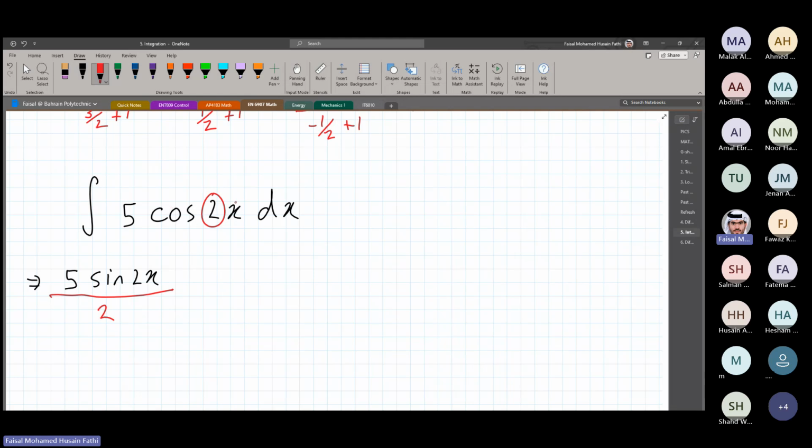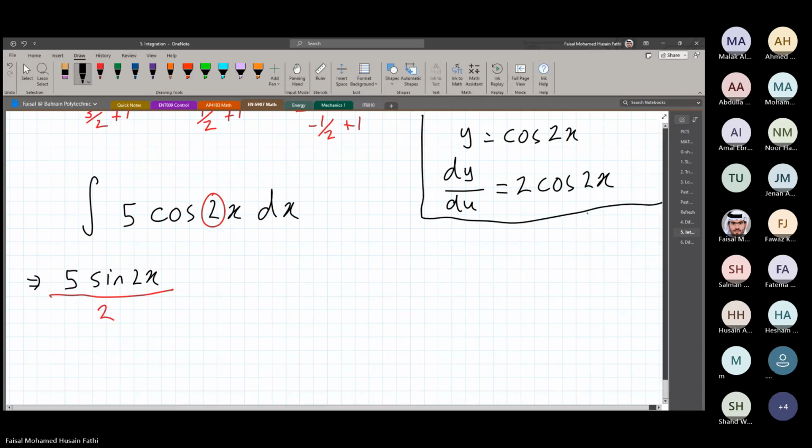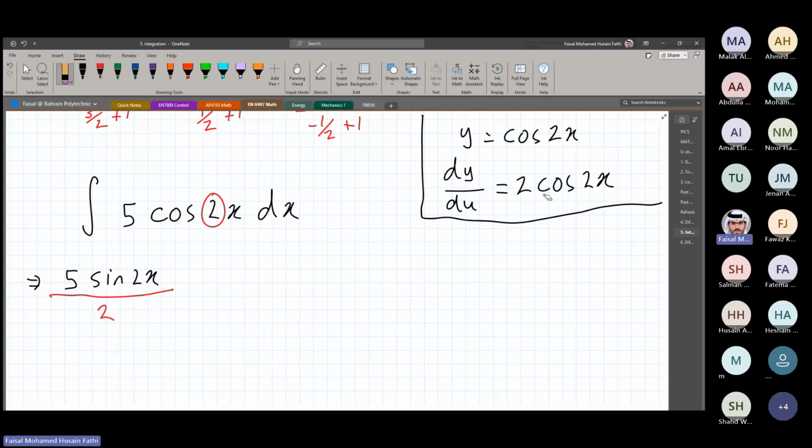Before, remember when we had cosine, if we said this is y, if y equals cosine 2x, dy by dx, we had to multiply by the 2 outside. In the case of integration, we have to divide. That's pretty much it. Same thing with the sine, same thing with cosine. Remember, in this case, this is going to be sine, and it's going to be minus. So minus sine 2x. In this case, the cosine to sine, it's plus. The sine to cosine is going to be minus.